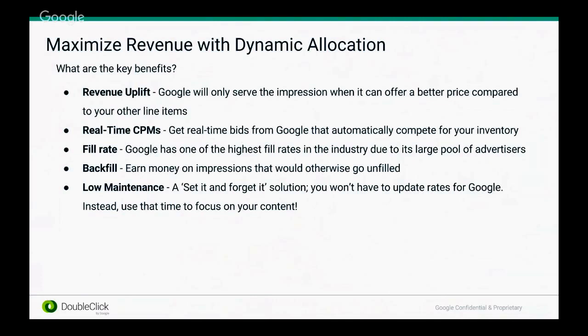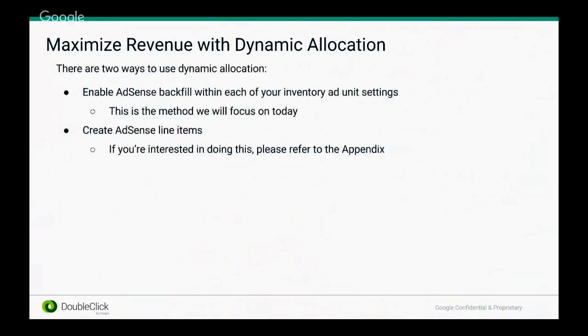And then also low maintenance. Because you don't have to update the rates for Google, and Google automatically is updating its rates in real time, you don't have to go in and tweak and calculate what you want Google to compete at. It just does that automatically. So that gives you more time to focus on your content. And then also, the maintenance piece is just really focusing on attributing the correct values for your other networks that you do want Google to compete at.